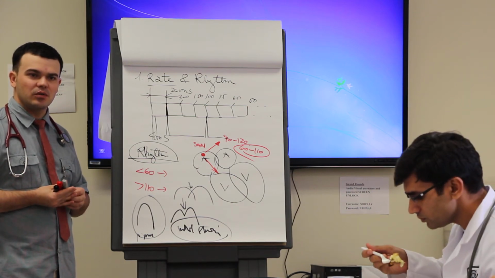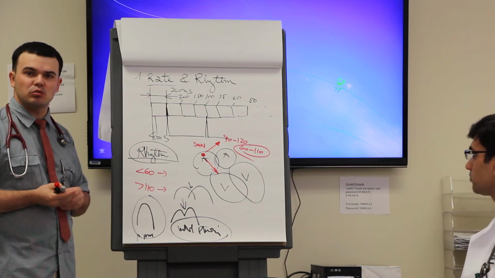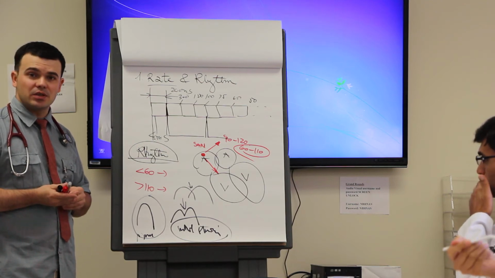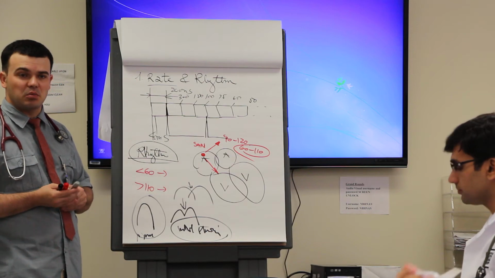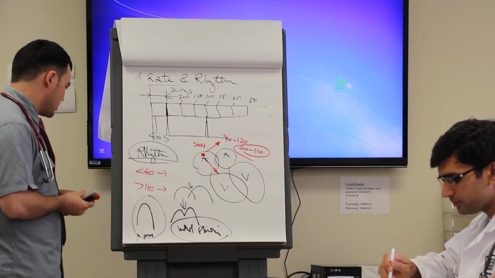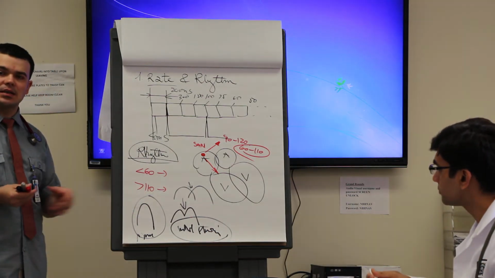What about medication? We do this to patients. Any AV node blockers can give you sinus bradycardia, like beta blockers, calcium channel blockers like diltiazem and verapamil. Digoxin can do that to you. What about tachycardia, sinus tachycardia?